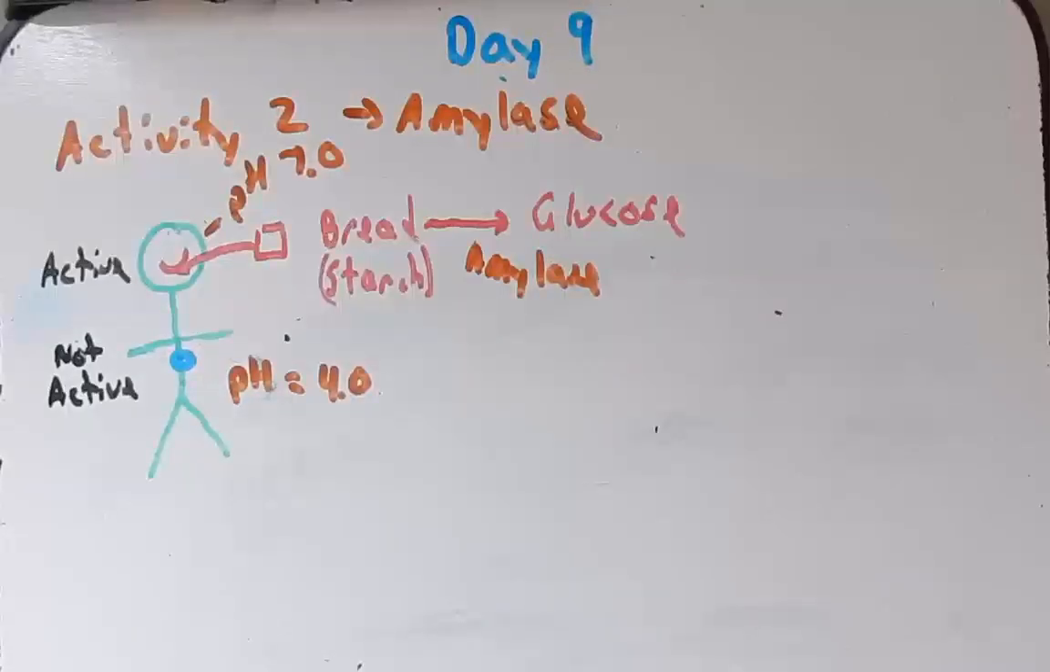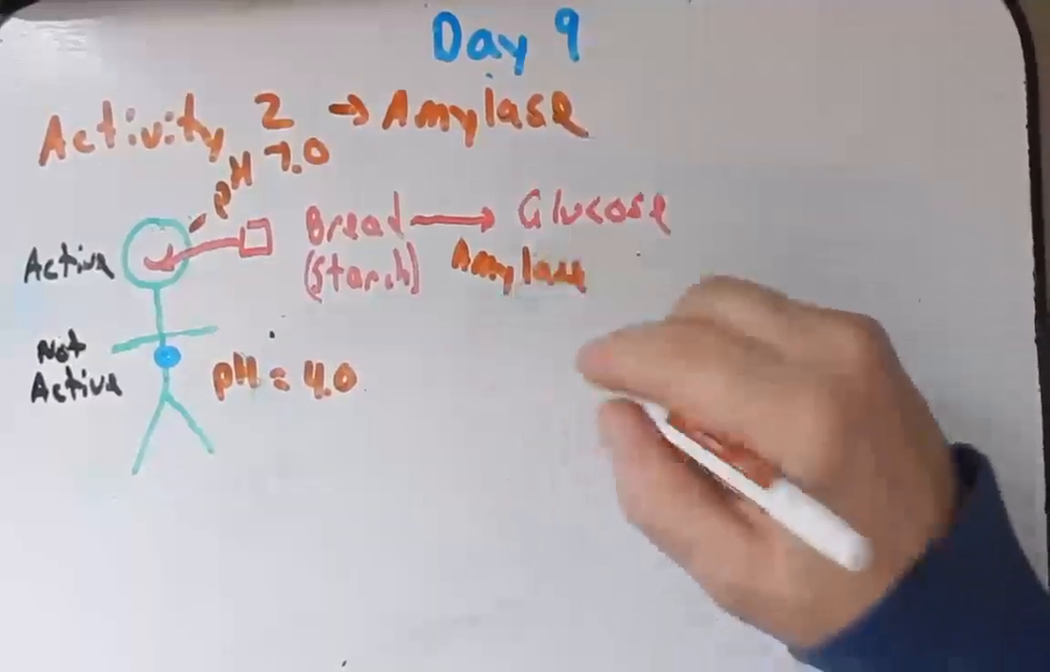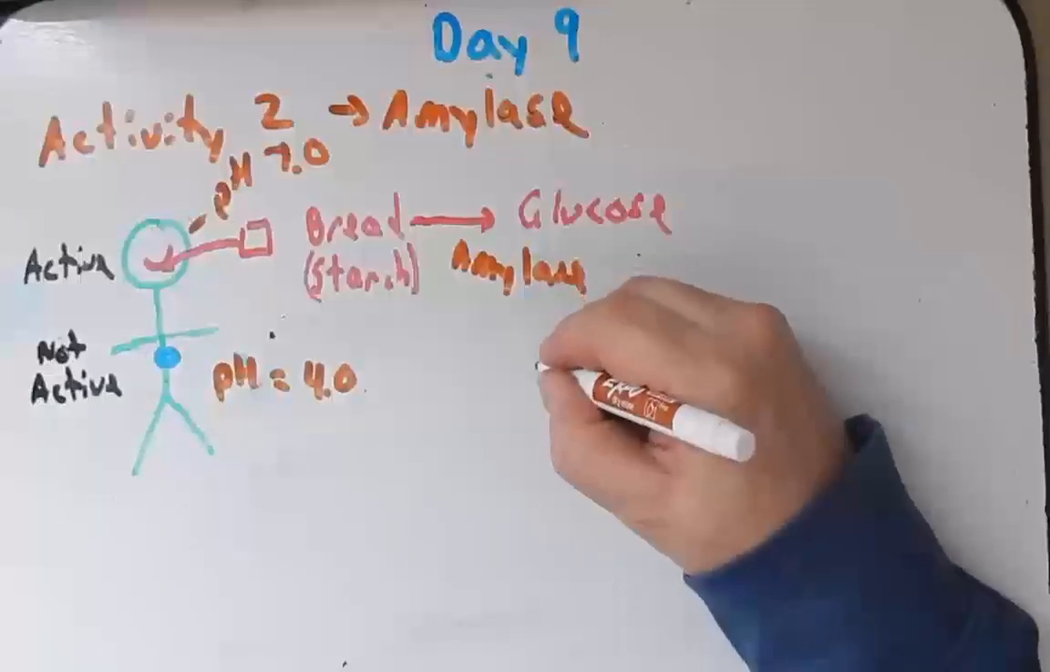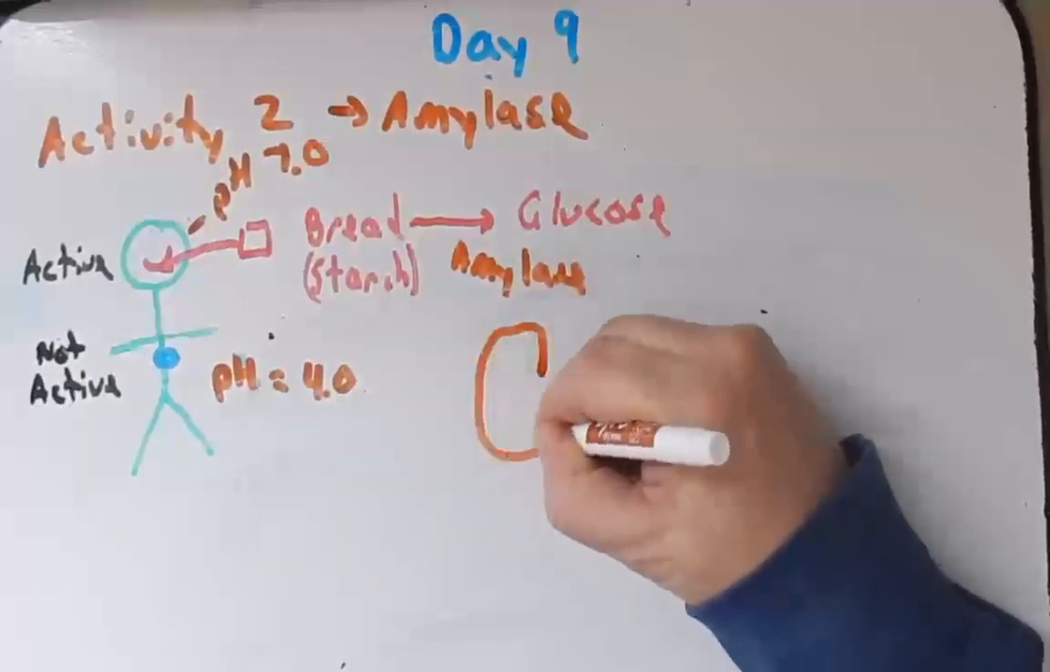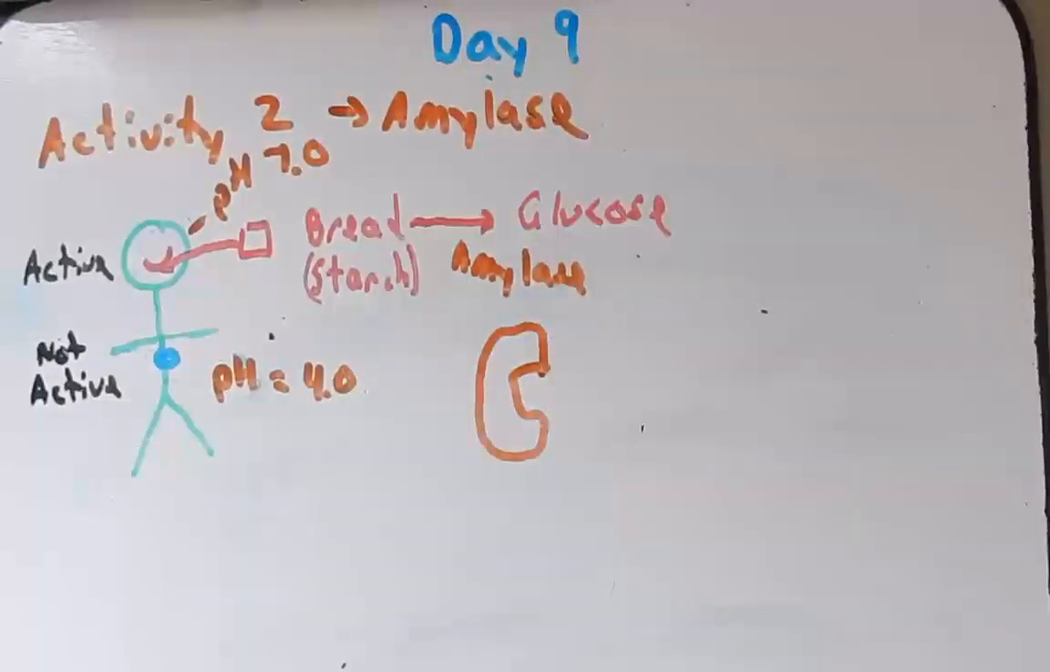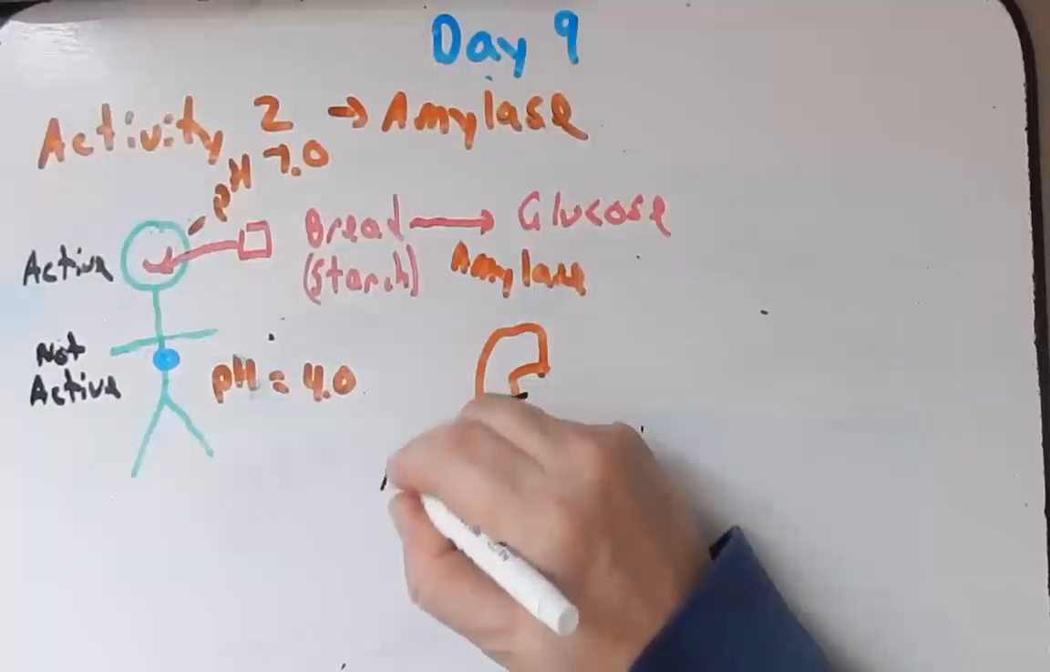So part A says, in one or two sentences, using the appropriate vocabulary, explain why the enzyme stops working. So let's draw our amylase enzyme here, and we'll give it an active site that is more square-shaped. And let's label that as the active site.